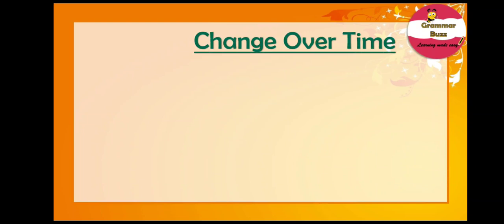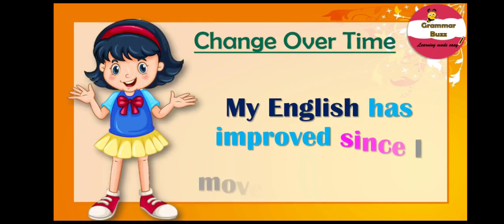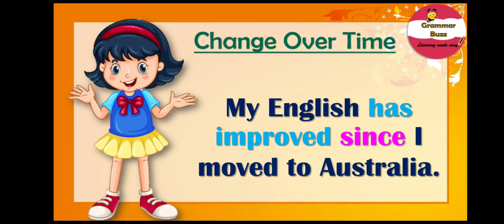Let us begin with the use of "since." Since is usually used with the perfect tense only. Remember that? Since is usually used with the perfect tense only. And our example sentence is, "My English has improved since I moved to Australia." Well, the verb in this sentence is "has improved." Improved is the past participle form of the base verb improve.